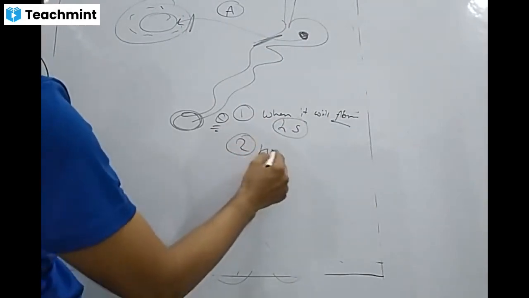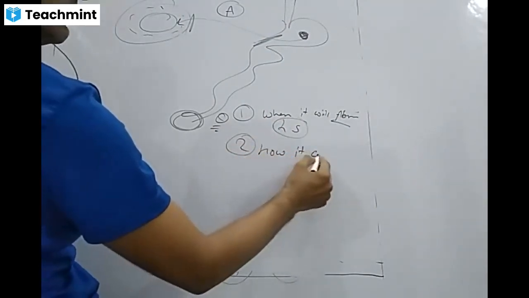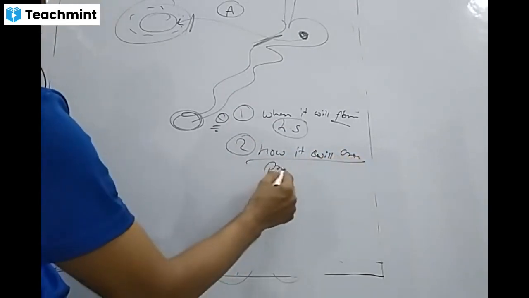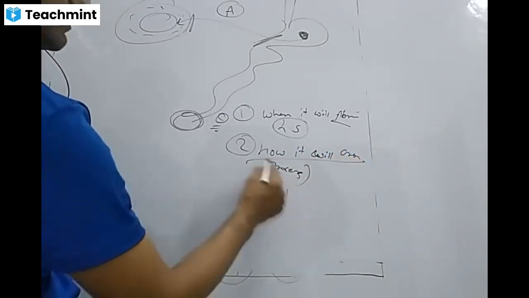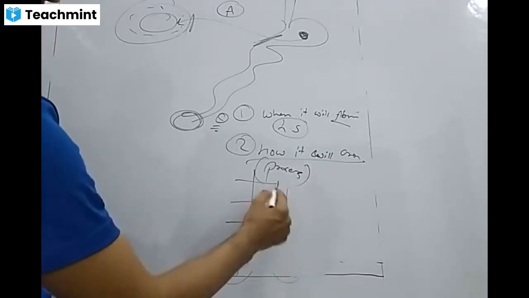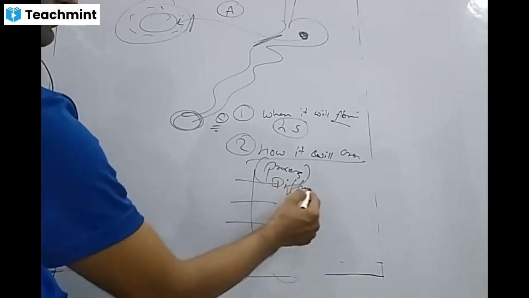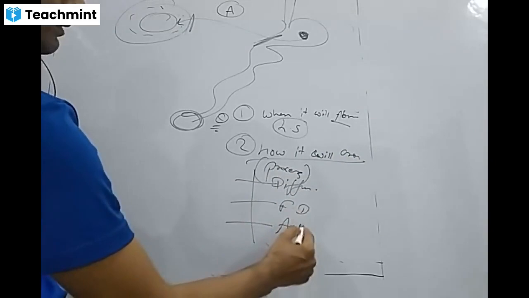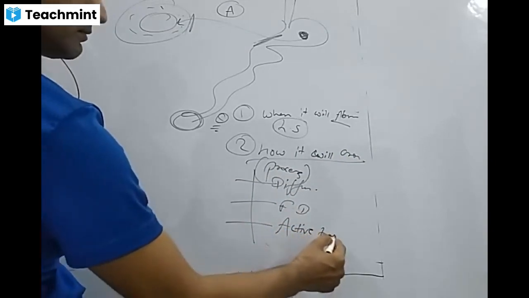Second, how will it cross or absorb? It means they are asking about the process. So there are three processes. First is diffusion, second is facilitated diffusion, and third is active transport.